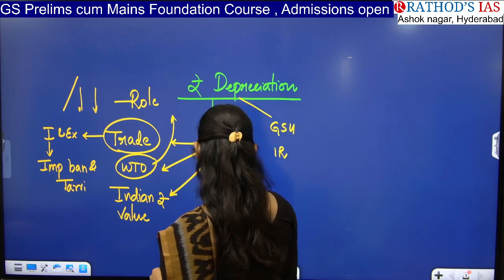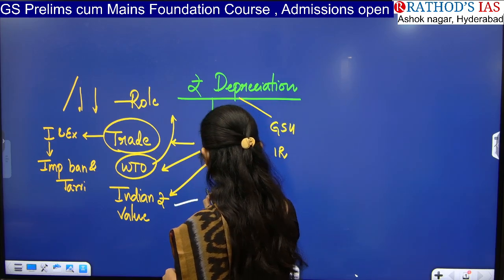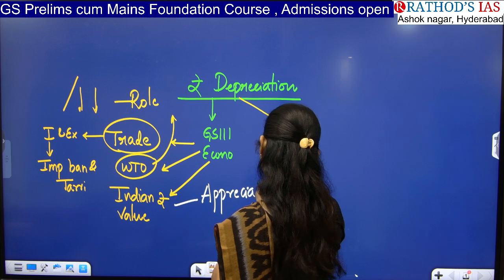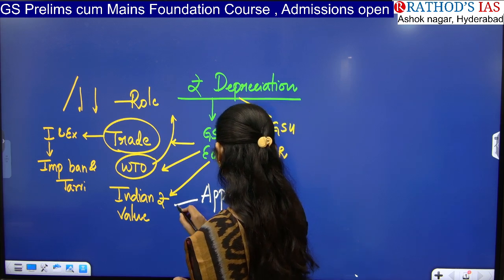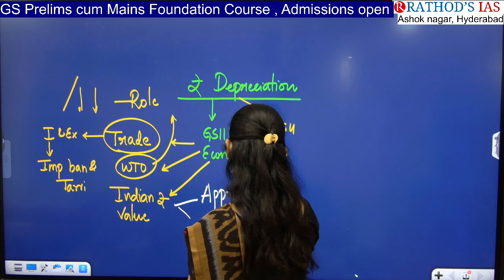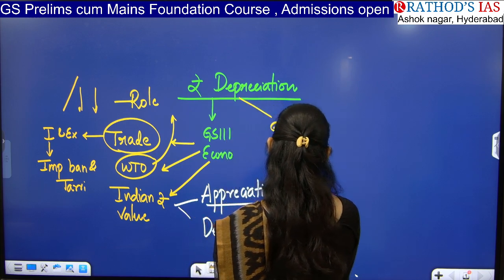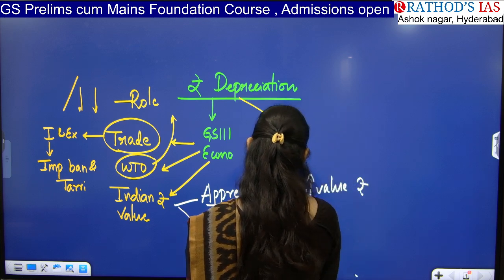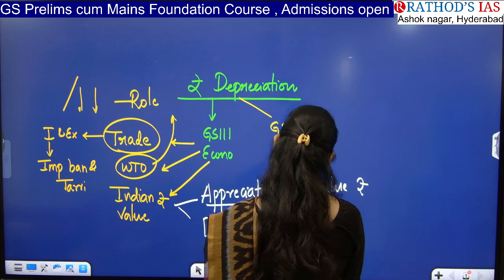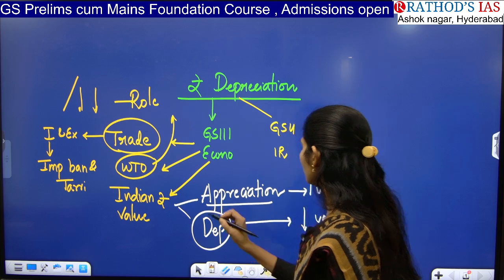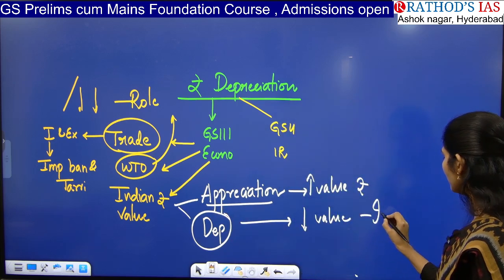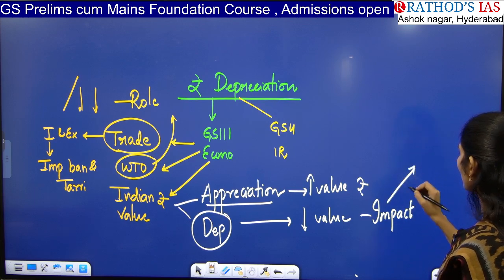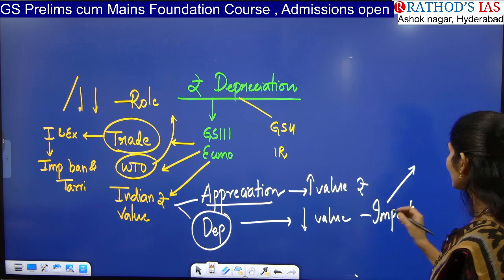And next, you have to see two concepts. You have to see this concept called appreciation. The next one is depreciation. Appreciation is nothing but an increase in the value of the rupee. Depreciation is nothing but a decrease in the value of the rupee. And whenever there is a decrease in the value of the rupee, what will be the impact on our Indian economy? Our imports will get costly.